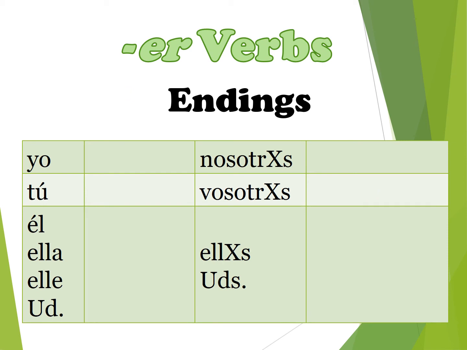ER verbs are very similar. You're going to take off the ER. The endings are a little bit different. Yo is still O, but then you have es, e, emos, éis, en. So all you're doing is you have your AR endings that use A, and then you have ER endings that use E.